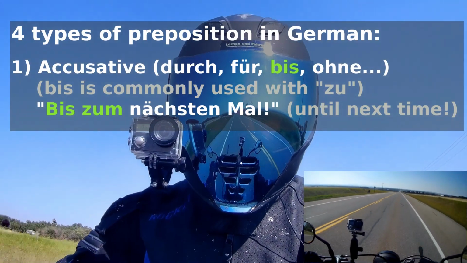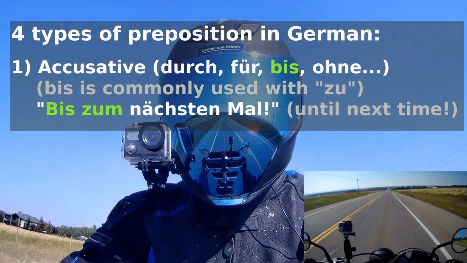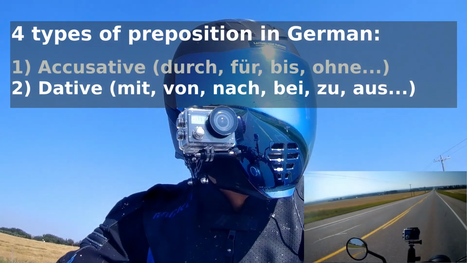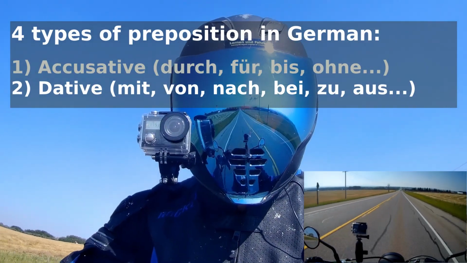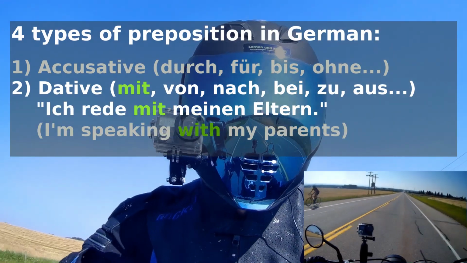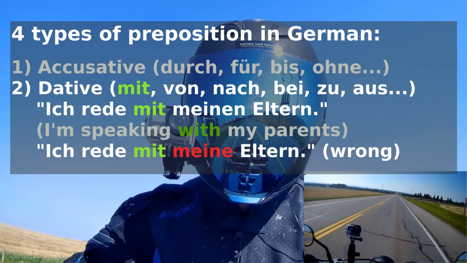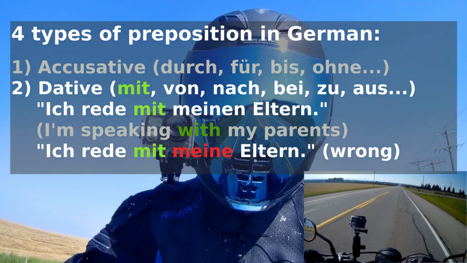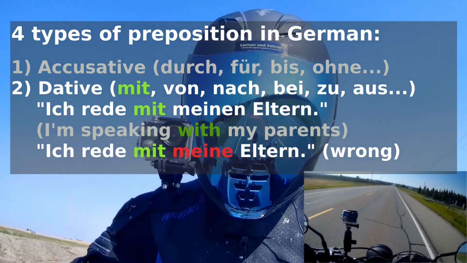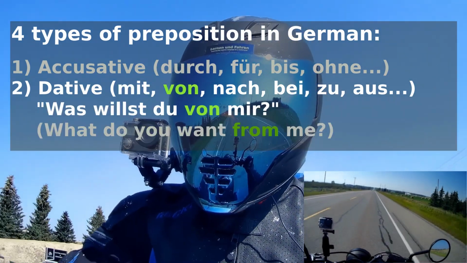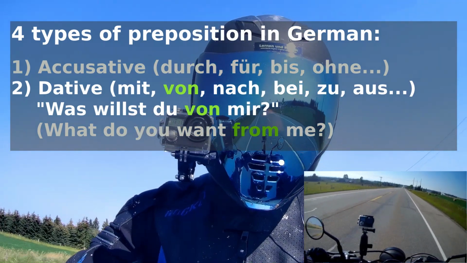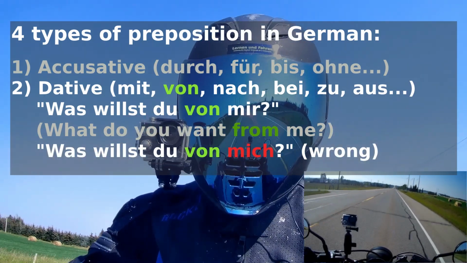And that's a nice segue to the next type of preposition in German, which are dative prepositions. These prepositions will always express their object in the dative case. A very common one is mit. It means with. So, ich rede mit meinen Eltern. I'm speaking with my parents. You wouldn't say, ich rede mit meine Eltern, accusative case, because mit demands the dative case. Another one is von. Was willst du von mir? What do you want from me? You wouldn't say, was willst du von mich? Because von, again, demands the dative case.